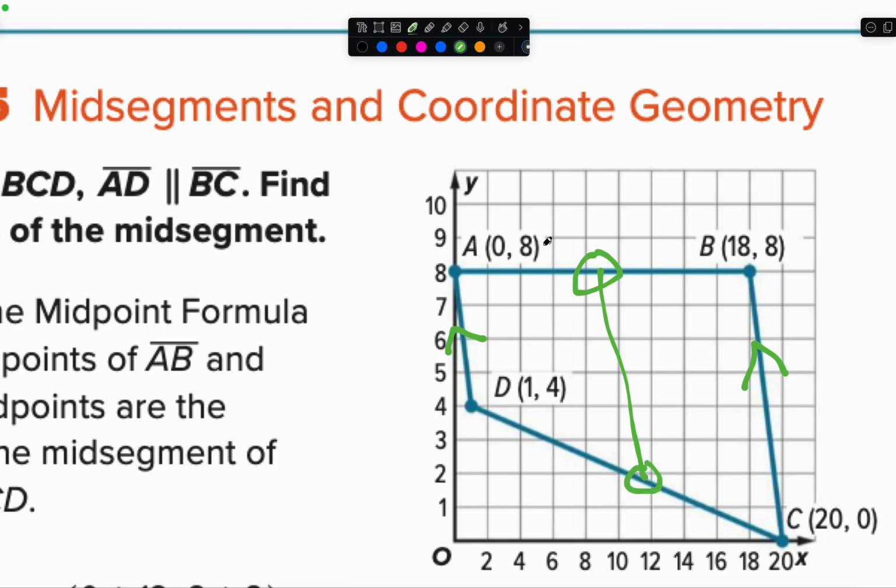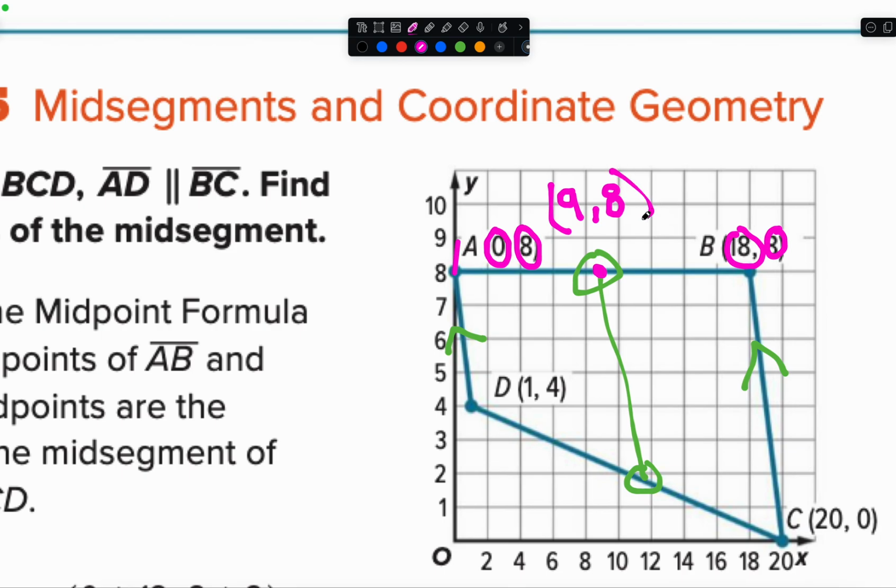Okay, and what I know to be true about this point is that he is the midpoint from here to here. He's the midpoint. And finding the midpoint is like finding the average, right? We average the x's together. So I average 0 and 18 together. If I add 0 plus 18 and I divide by 2, that's going to be 9, right? 18 divided by 2 is 9. If I add 8 and 8 together, that's 16, and 16 divided by 2 is 8.